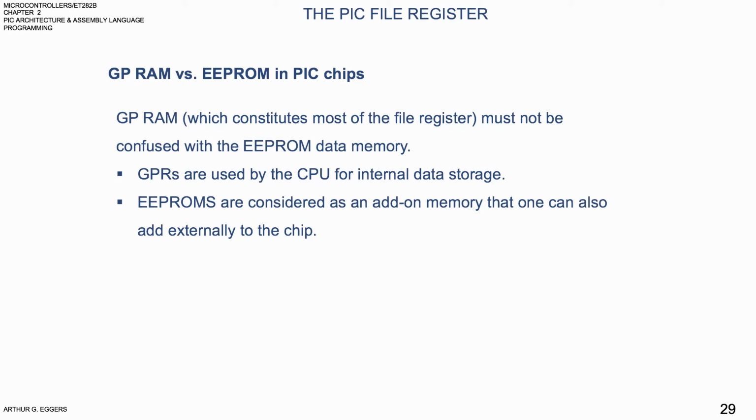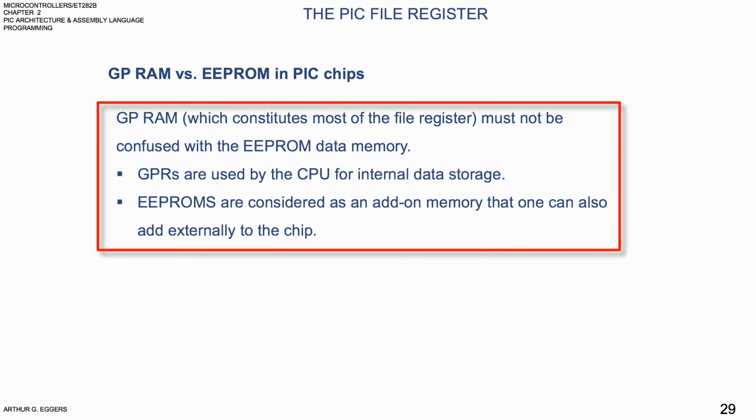Now we'll take a look at the GPRAM versus EEPROM in the PIC chips. The GP, the general purpose RAM, which constitutes most of the file register, must not be confused with the EEPROM data memory. The GPRs are used by the CPU for internal data storage, whereas the EEPROMs are considered as an add-on memory that one can also add externally to the chips.